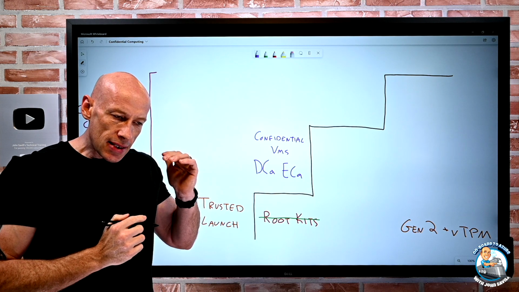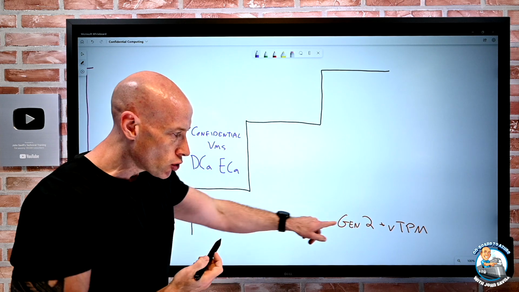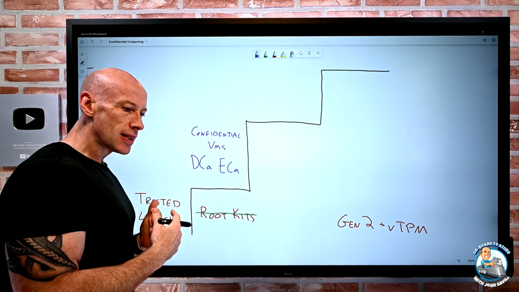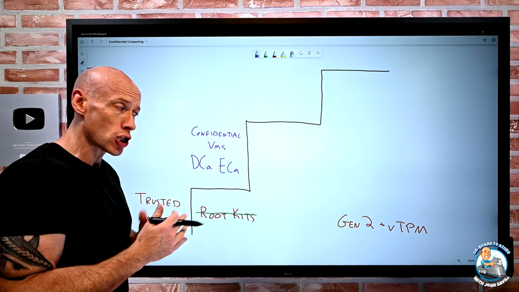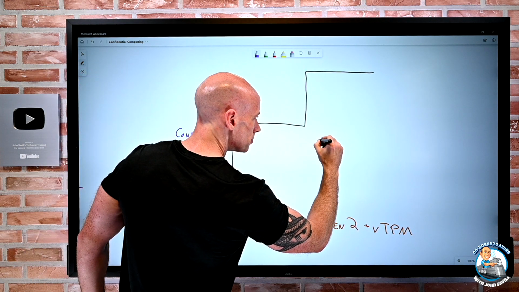Now these are built on AMD. So from a technology perspective, they're still Gen 2. They still have a virtual TPM. But now they're using the AMD processors. I think it's the AMD EPYC 3rd generation. So these are leveraging AMD.